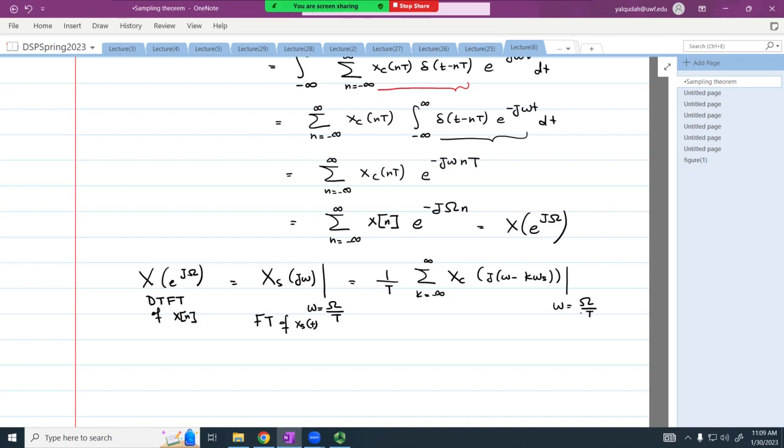Does that make sense? So all we're saying is that the discrete-time Fourier transform of the discrete-time signal that we generated from sampling is going to have the same spectrum as the Fourier transform of the sampled signal. The only thing I have to do is replace Ω with ω multiplied by T.